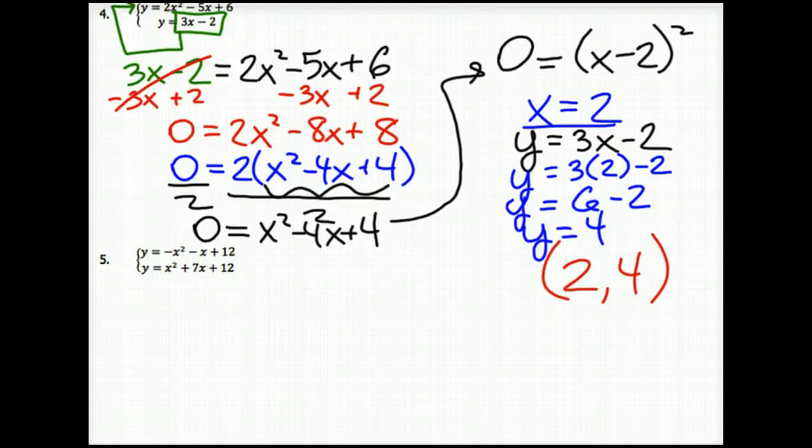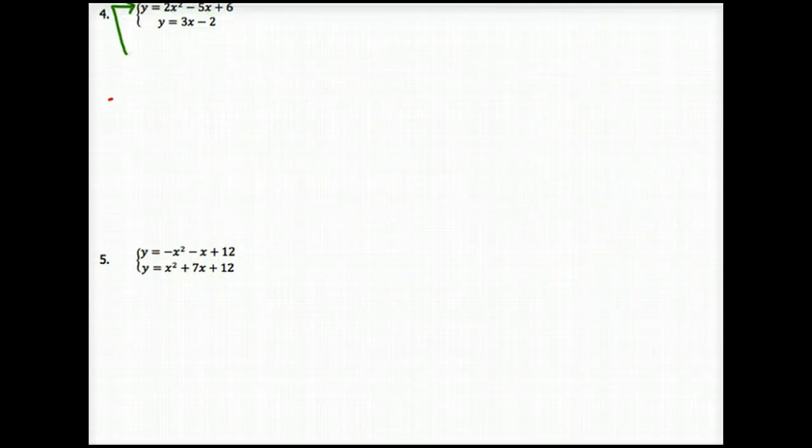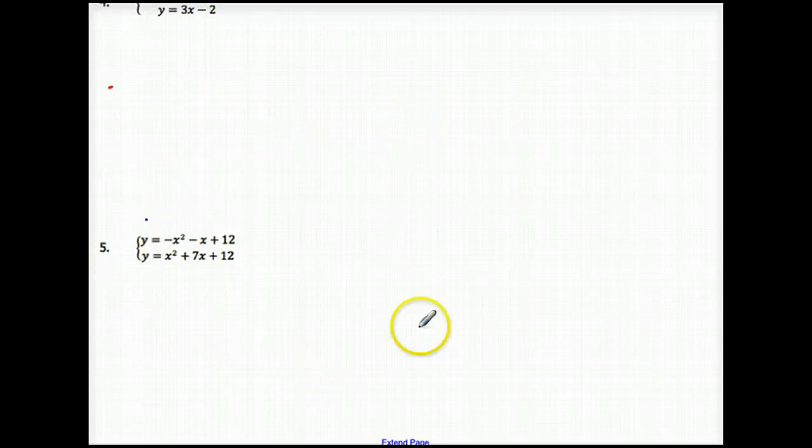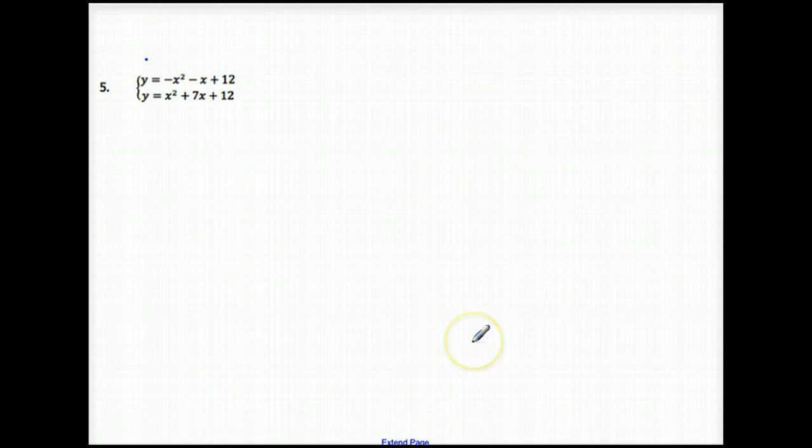Okay, and then finally for number 5, we have y equals negative x squared minus x plus 12 and y equals x squared plus 7x plus 12. Let's go ahead and solve those. Okay, same thing I've done for the last 2 problems. I'm going to go ahead and use substitution. So I know that this quantity, x squared plus 7x plus 12, I can plug in for y up here.